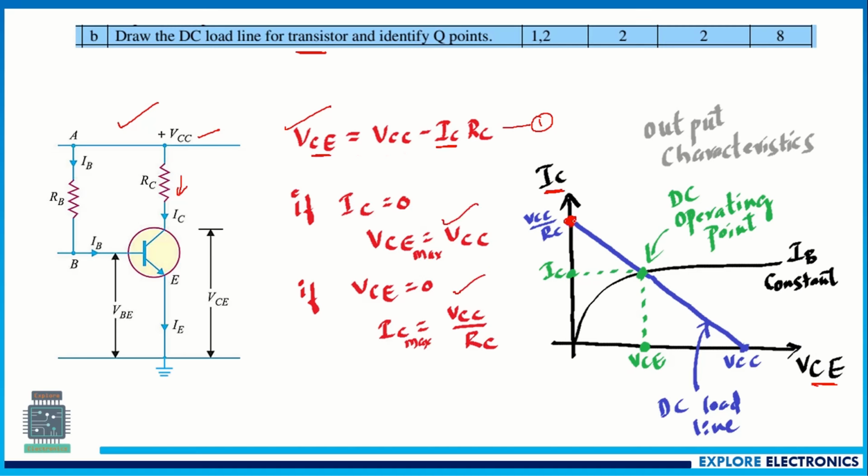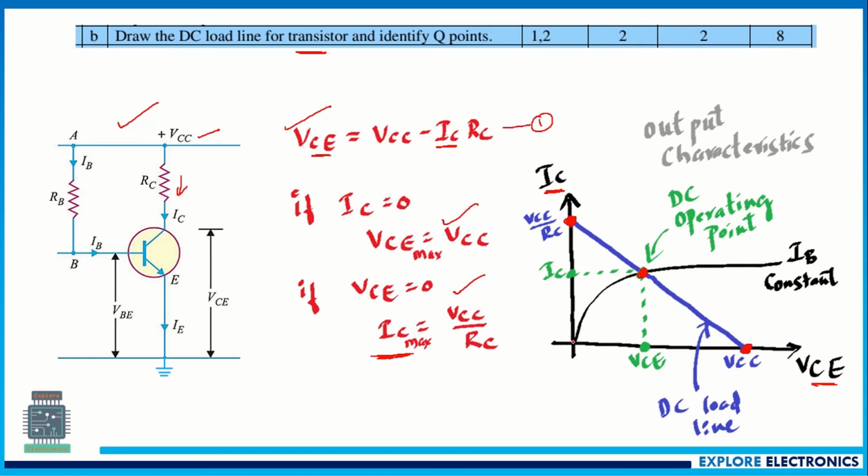This point, VCC divided by RC, is the maximum IC, and also we get the maximum VCE, that is VCC. When we draw this line on the output characteristics, we get the operating point over here. So this is how to set the Q point.